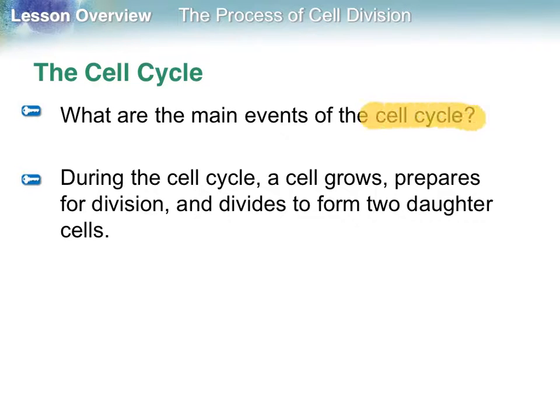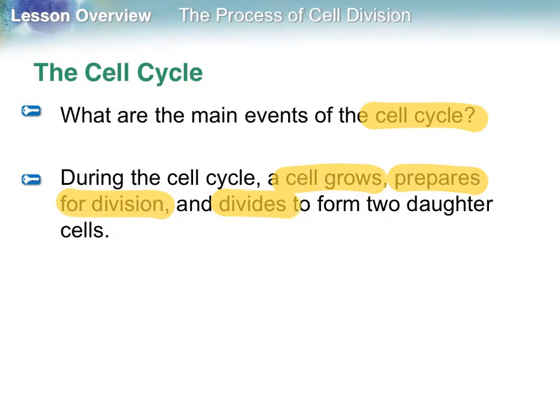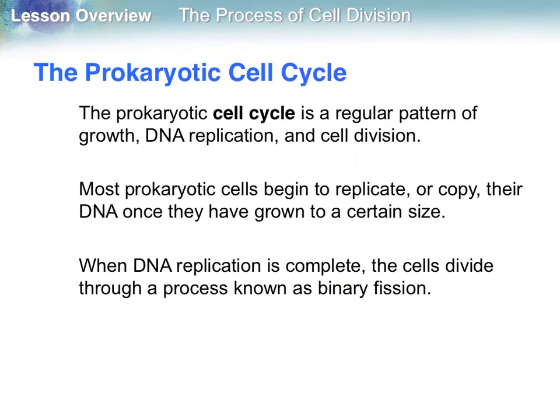All right, the cell cycle is made up of three parts. There is the first part where the cell grows, the second part where we are preparing for division, and the third part where we're actually dividing to form two new cells. So there are three parts to the cell cycle. In prokaryotic cells, the cell cycle is a regular pattern of growth first, then DNA replication, and then cell division.